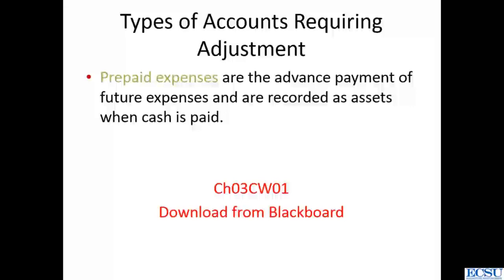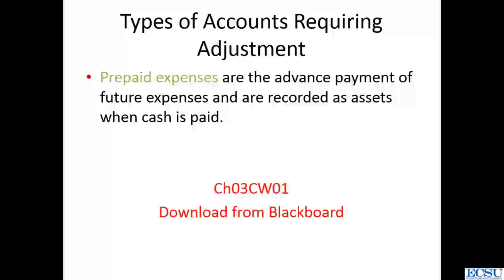Now, the types of accounts requiring adjustments: first is prepaid expenses. Prepaid expenses are advance payments of future expenses and are recorded as an asset when cash is paid. Like we usually pay our rent in advance. When we pay rent in advance, it is not an expense until I have occupied the property, and then it will be considered as an expense.